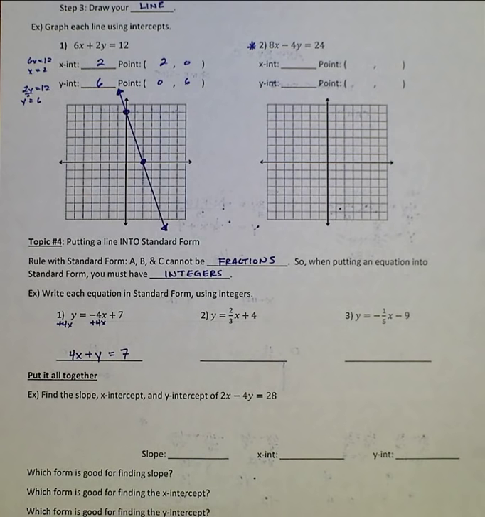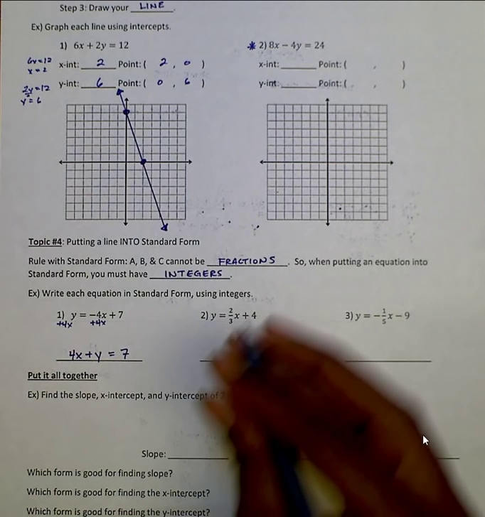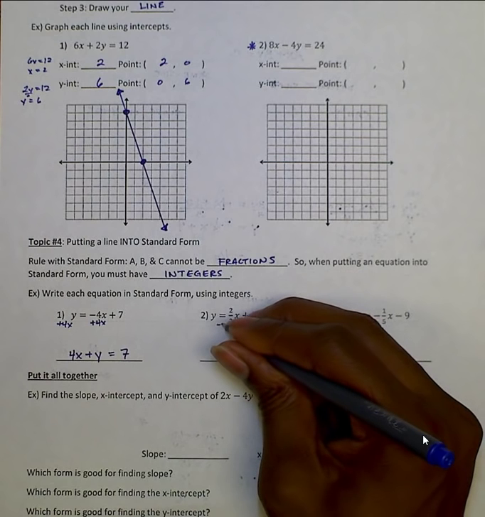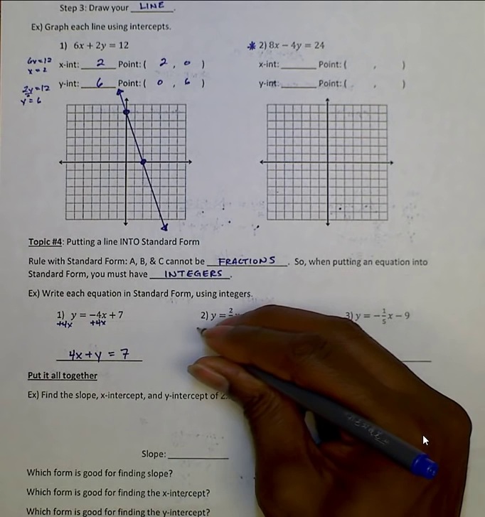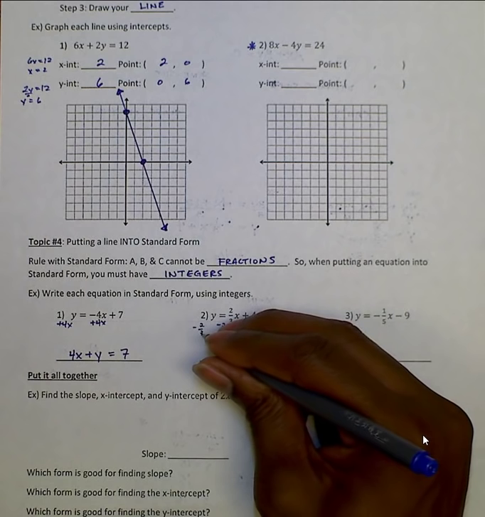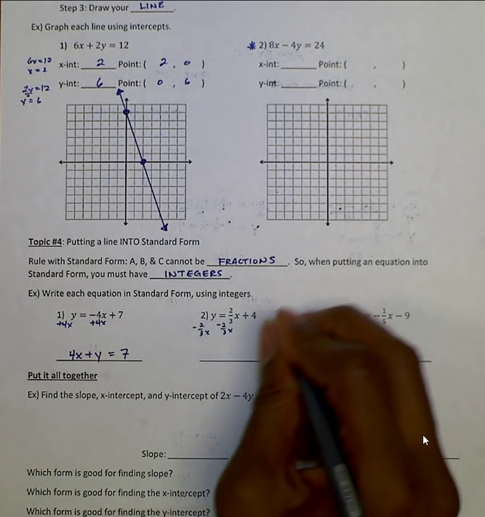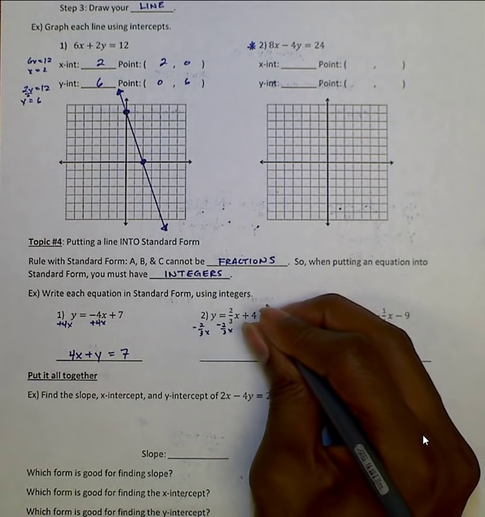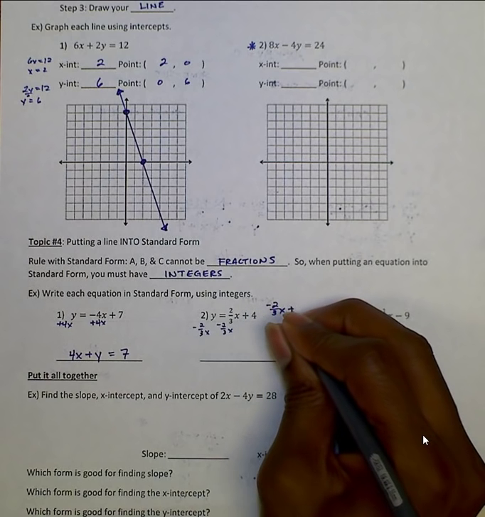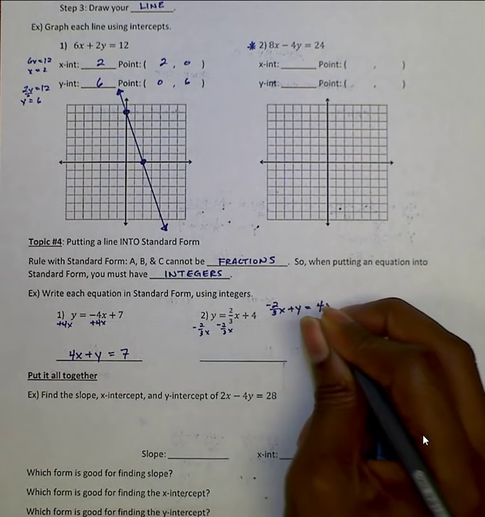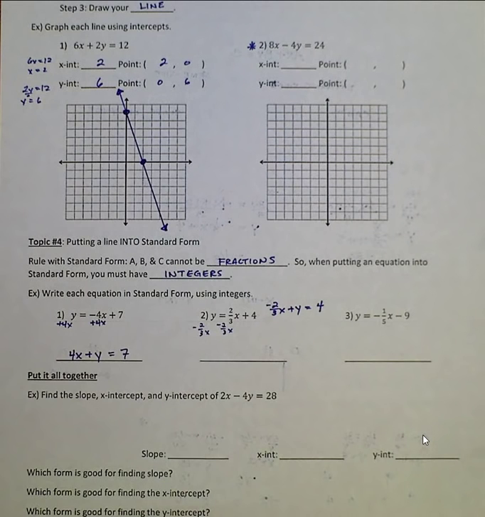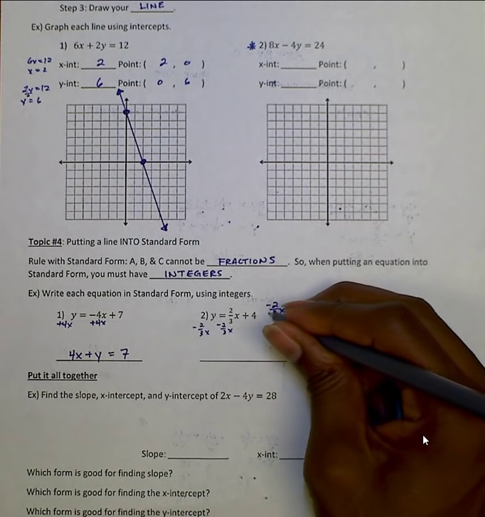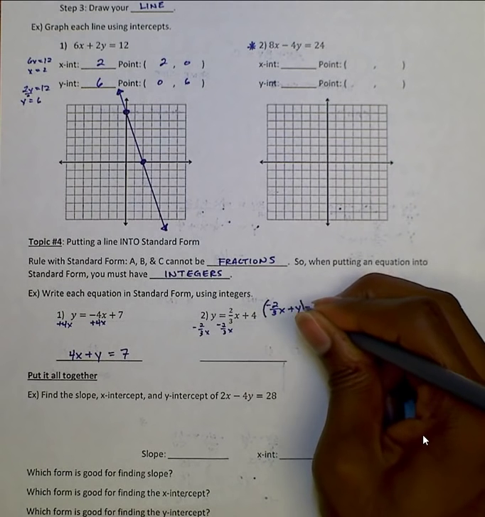Okay. Second problem, I want to, again, move the x to the other side. I'm going to subtract 2/3 x from both sides. And so what I have then is negative 2/3 x plus y equals 4. Now notice here I have a fraction. I'm going to want to get rid of this fraction. And the way that I'll do that is I am going to look at the denominator. I'm going to multiply both sides by that denominator.